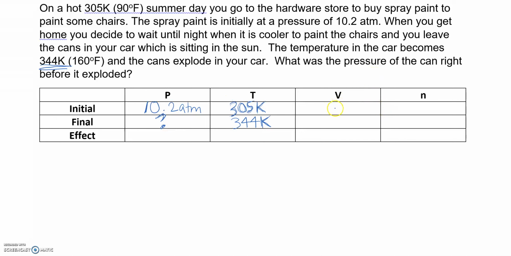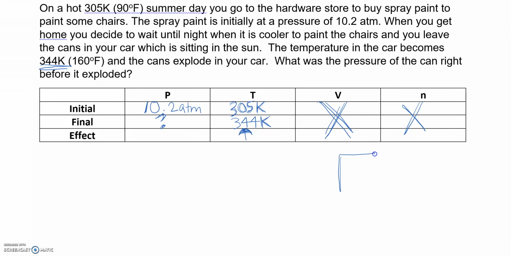Now, the thing with the aerosol can is that it is a hard surface, and it is a non-flexible container. So volume is constant. We don't need to worry about volume. The other thing is it didn't say that we used the can at all. So we still have the same number of particles. So we need to figure out if temperature increased, which is what's happening here, what is the effect on pressure?